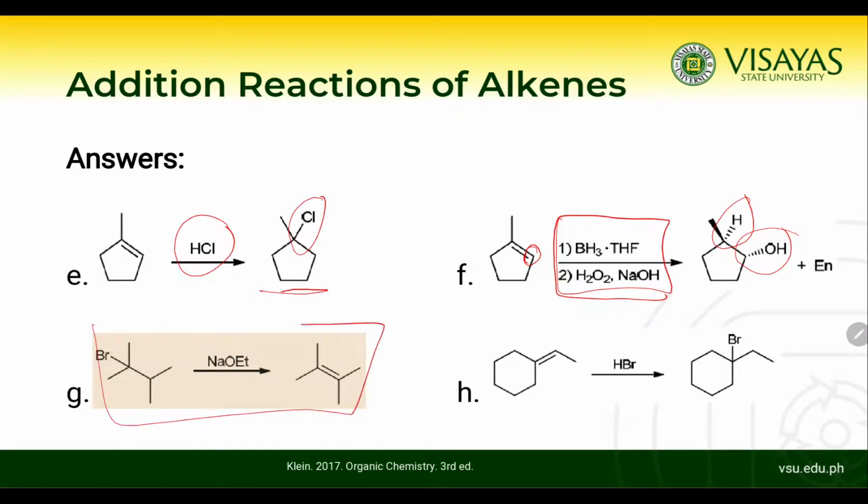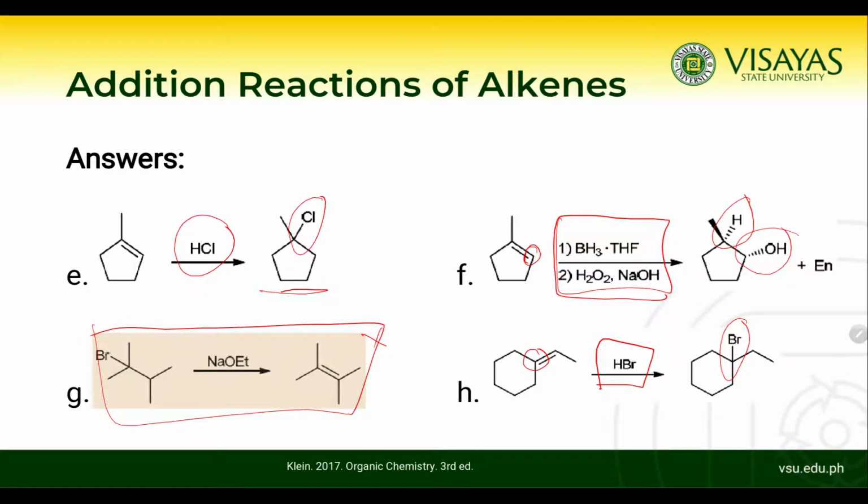Letter G is also another elimination reaction. So, letter G will be discussed later. Letter H, we are adding bromine. So, HX. In this case, we use HBr. Bromine is added to the more substituted carbon. Okay? So, that's it for the addition reactions of alkenes.